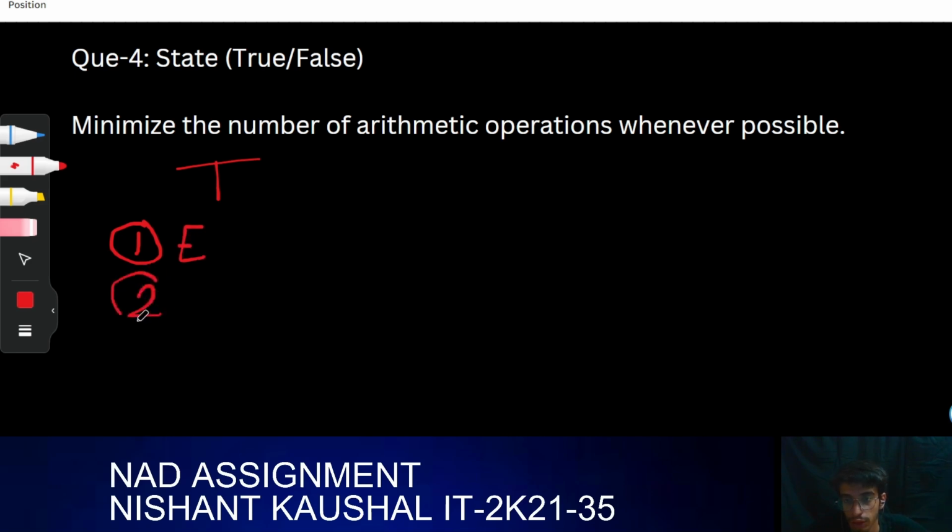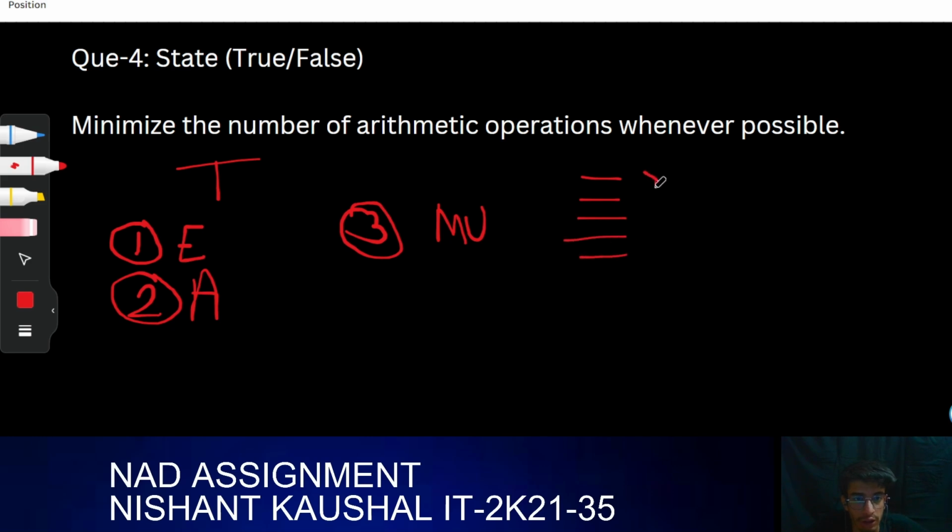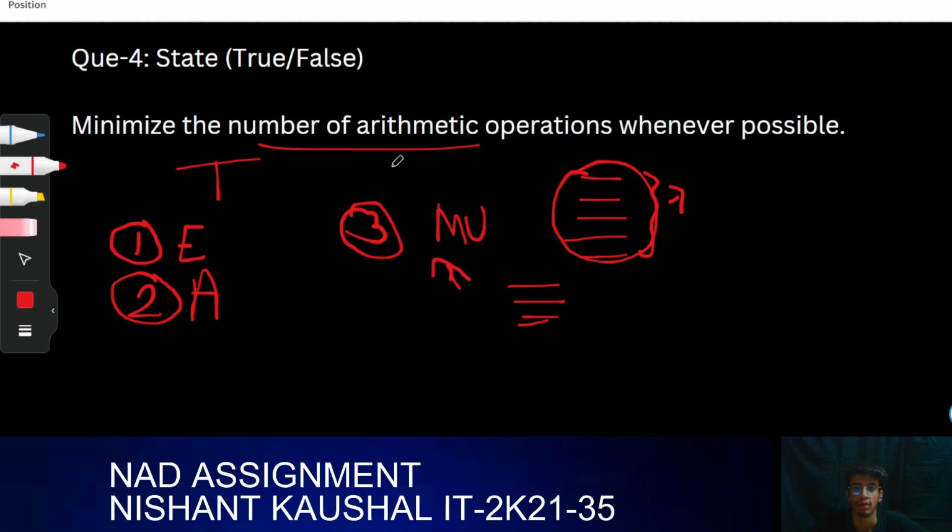Second, we also increase accuracy, and we also decrease our system memory usage. As we know, each and every operation needs memory so we can store those operations. If we decrease these operations, the memory usage will be less, and that will help our system. So this answer should be true.